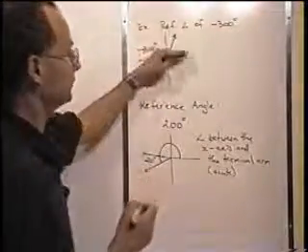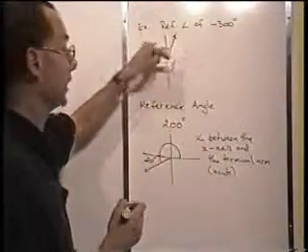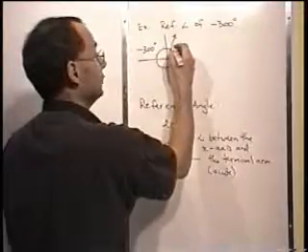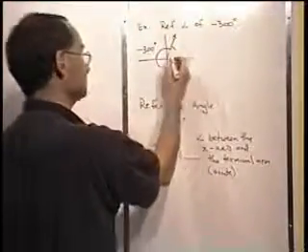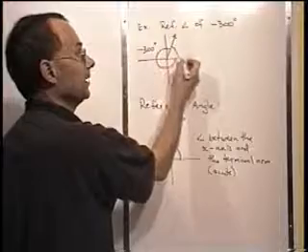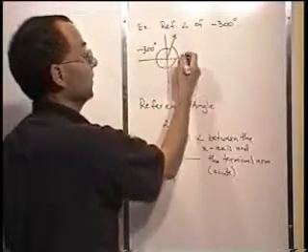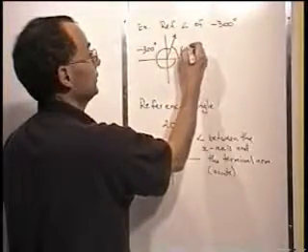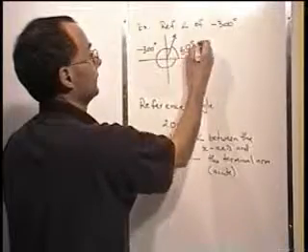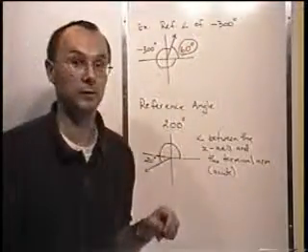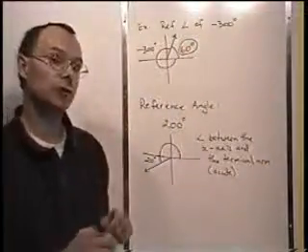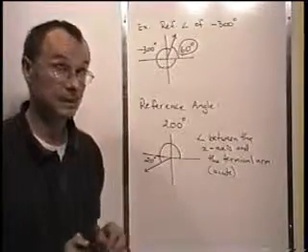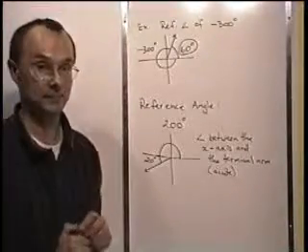Had I gone to 360, I'd have gone all the way around. But the angle that's left between the terminal arm and the x-axis, that acute angle, is 60 degrees. And that is our reference angle. Notice the reference angle is not considered to be negative. It's an acute positive angle.